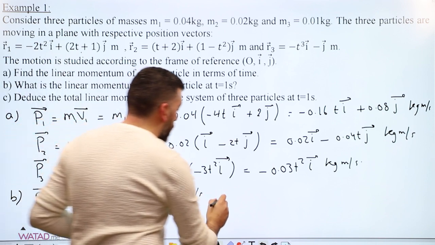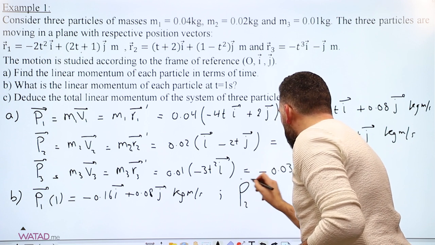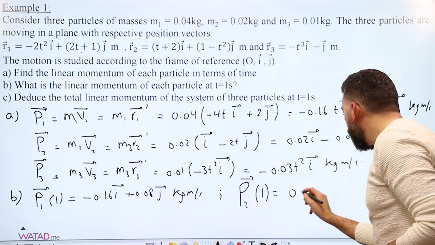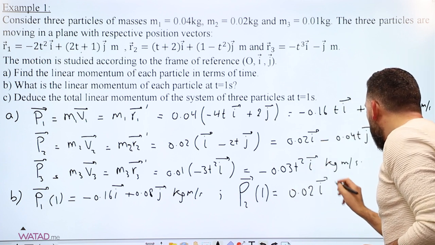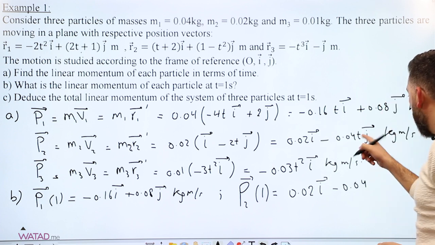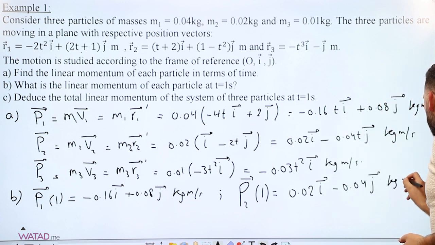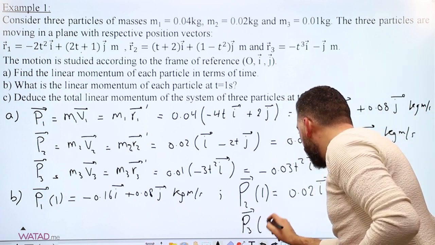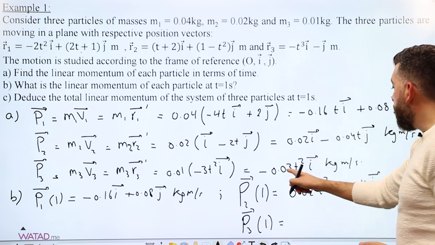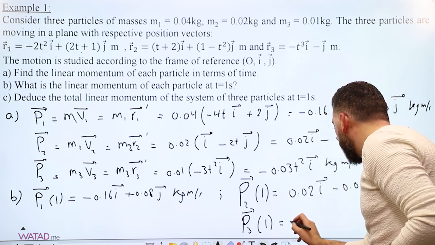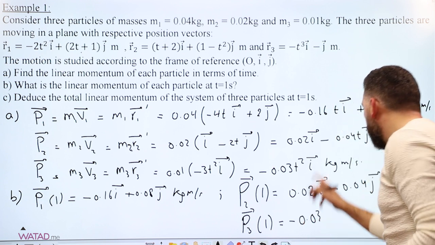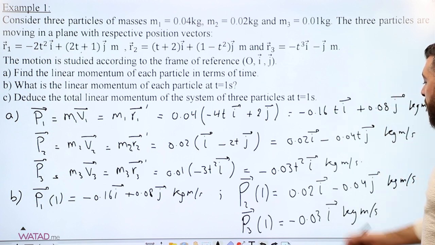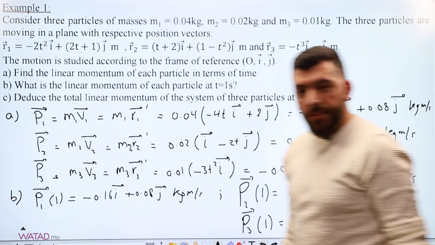For p2 at time t equal 1, we also substitute: 0.02 i, this has no time in it, minus 0.04 times 1 j kilogram meter per second. For p3 of 1, this is the momentum of particle 3 at t equal 1, it becomes minus 0.03 t square, meaning 1 square, i kilogram meter per second. So now we found the momentum at t equal 1.